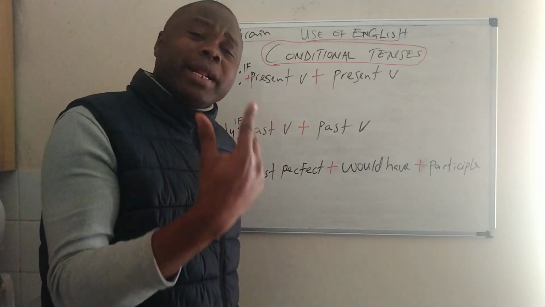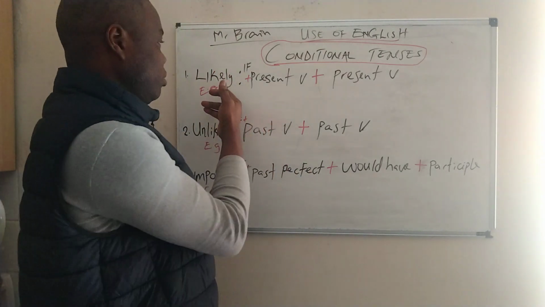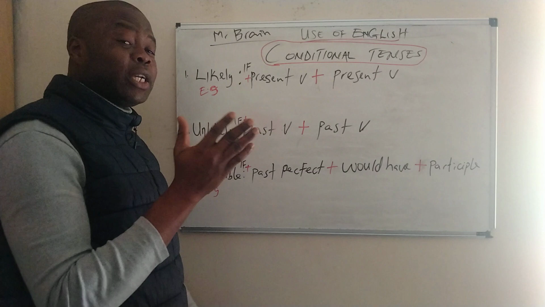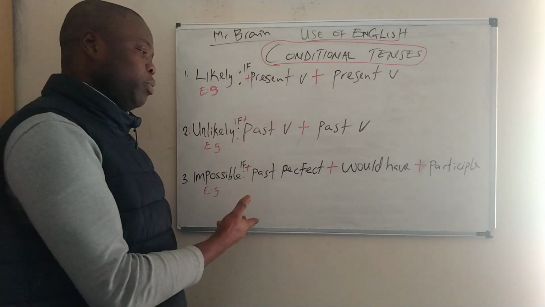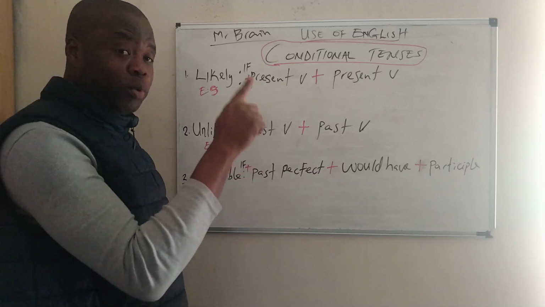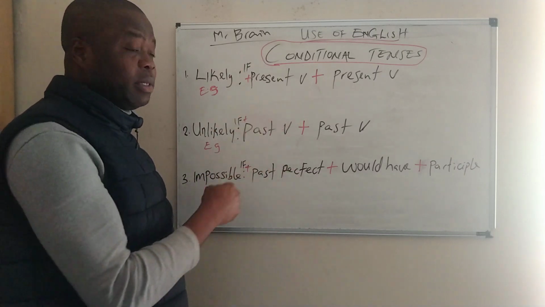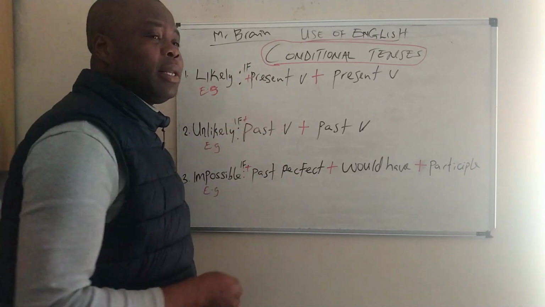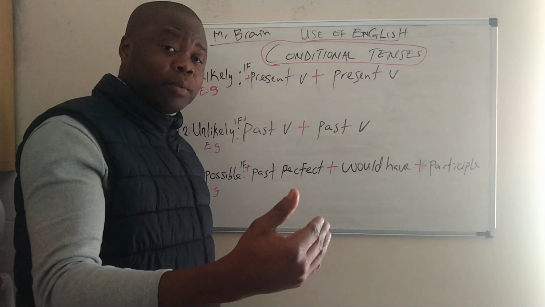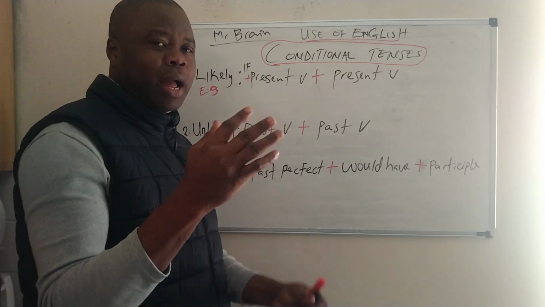Like the action is likely to happen, or the action is unlikely to happen, or the action is impossible or possible to happen in future. If it's going to be possible, we're going to let you know when I start explaining that. But in a likely condition, where the action is likely to happen in future, how does it look?